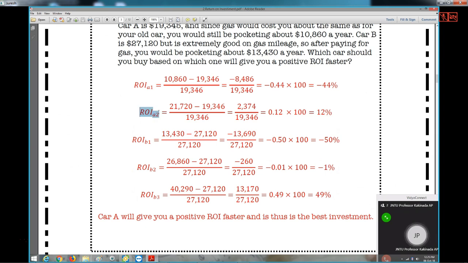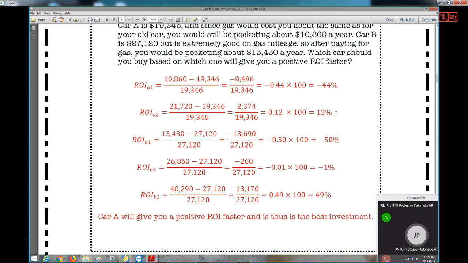Coming to the second year, return on investment of car A, that is 12%. That means after running for 2 years, car A is capable of converting your loss into a profit of 12%. Coming to car B, return on investment.